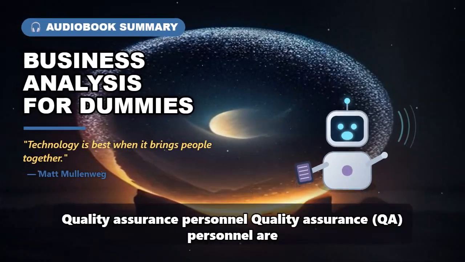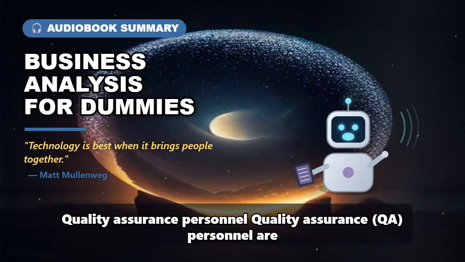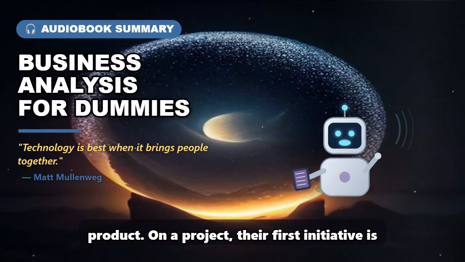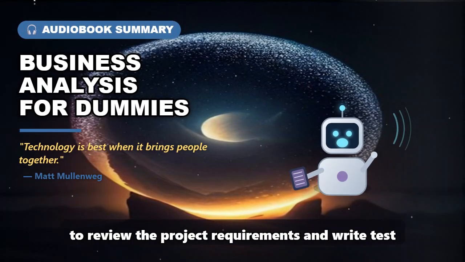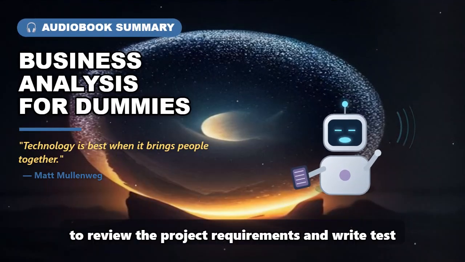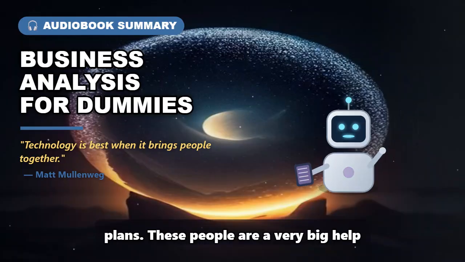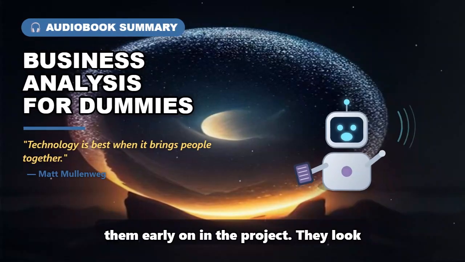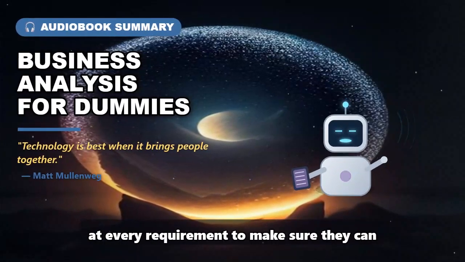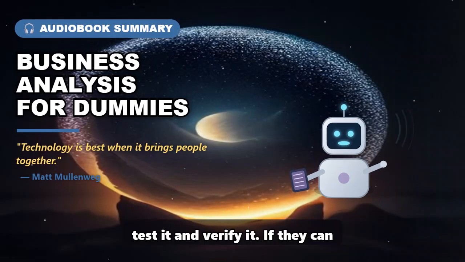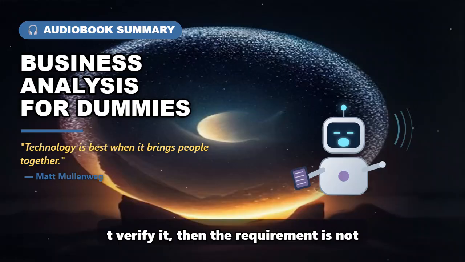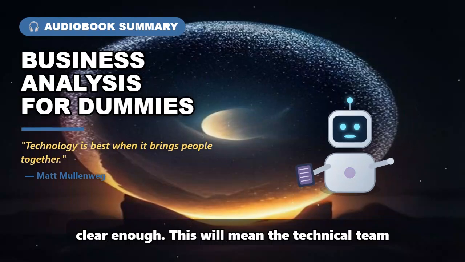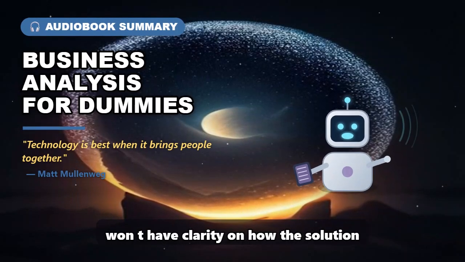Quality assurance personnel. Quality assurance (QA) personnel are responsible for assuring the team delivers a quality product. On a project, their first initiative is to review the project requirements and write test plans. These people are a very big help for the BA, so you want to befriend them early on in the project. They look at every requirement to make sure they can test it and verify it. If they can't verify it, then the requirement is not clear enough.